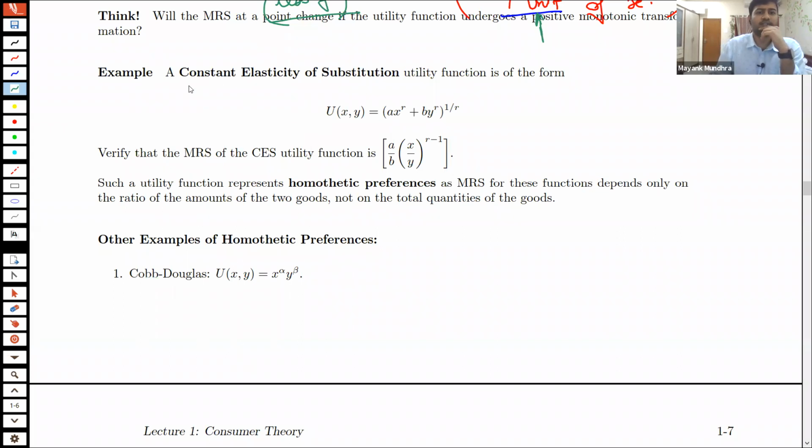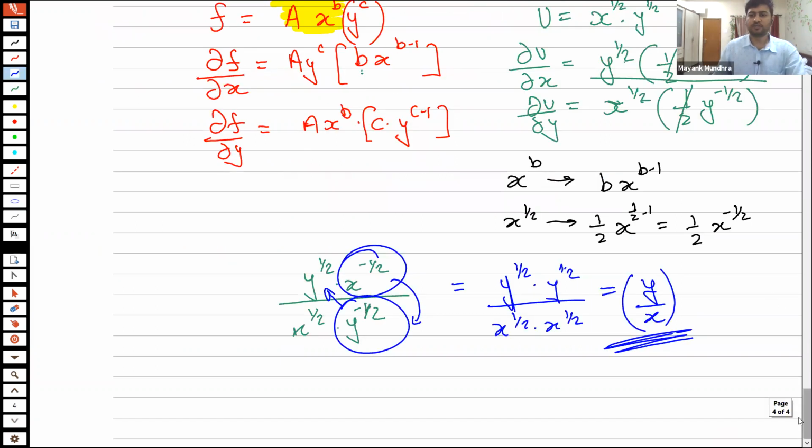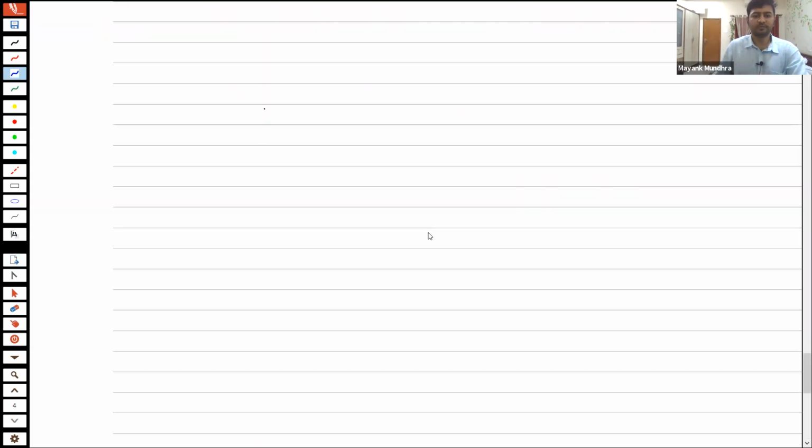All right. Now we have this constant elasticity of substitution utility function, for which we have to find the MRS. So let us do this problem. This will also help us do some revision on differentiation. So utility equals (a x to power r plus b y to power r) whole to power 1 by r.